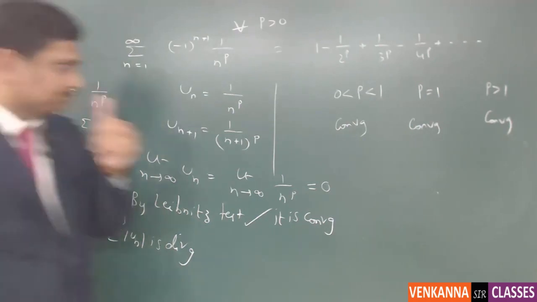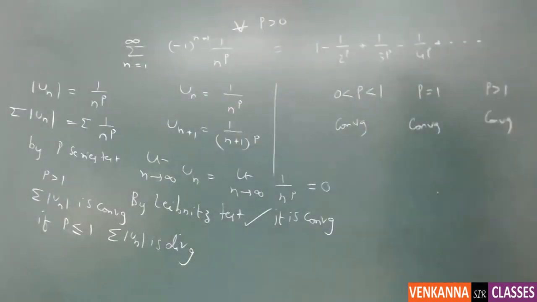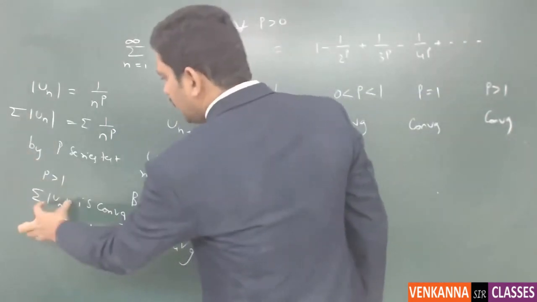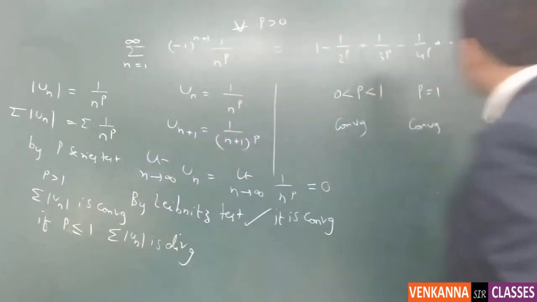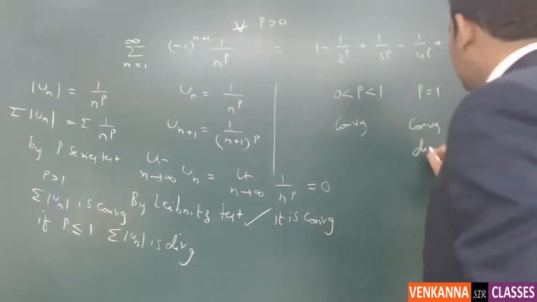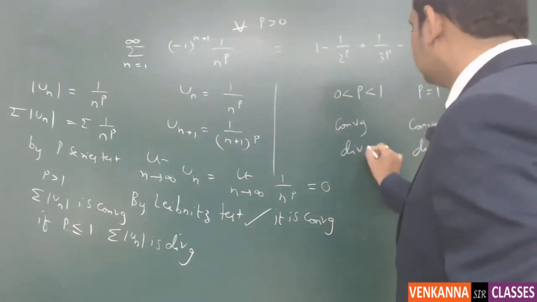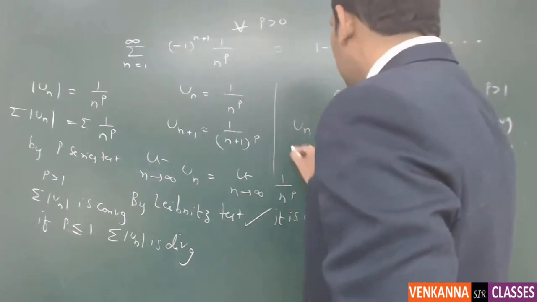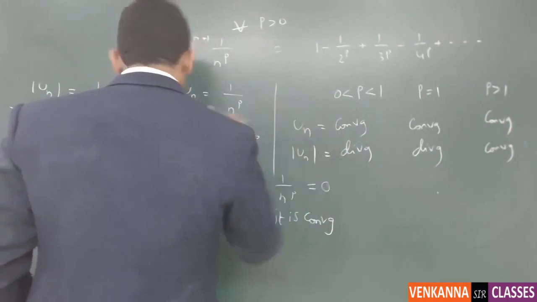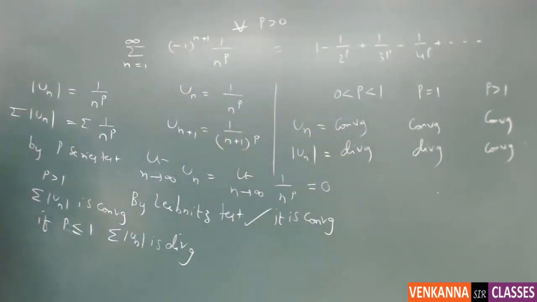And if you put modulus, when p is greater than 1, then only mod un is becoming convergent. So it is convergent here, it is divergent here, it is divergent here. So this is the condition for un, this is the condition for mod un. Please check that. So does it make sense?